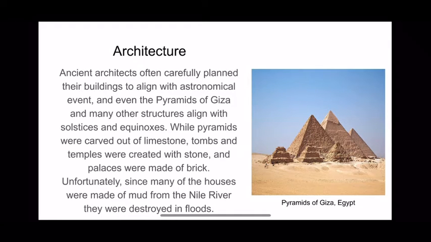Ancient architects often carefully planned their buildings to align with astronomical events, and even the pyramids of Giza and many other structures align with solstices and equinoxes. While pyramids were carved out of limestone, tombs and temples were created with stone, and palaces were made of brick. Unfortunately, since many of the houses were made of mud from the Nile River, they were destroyed in floods.